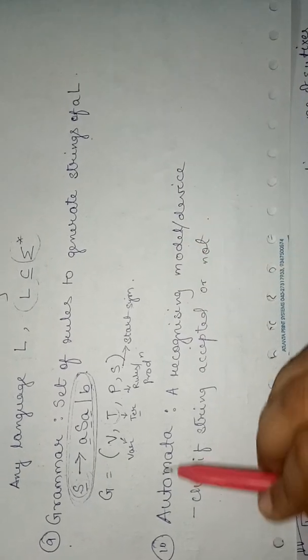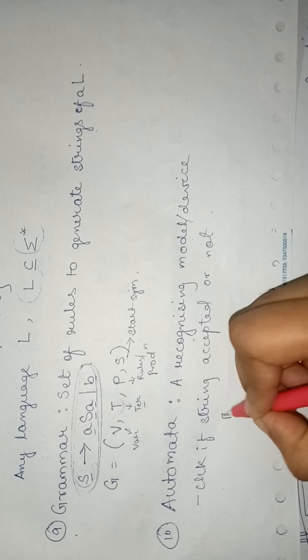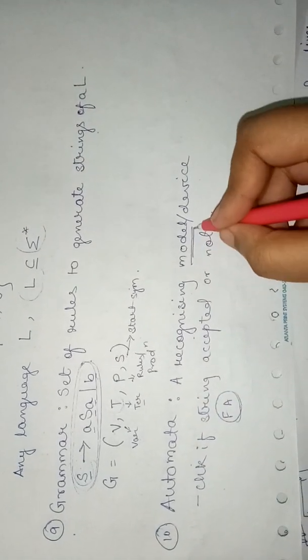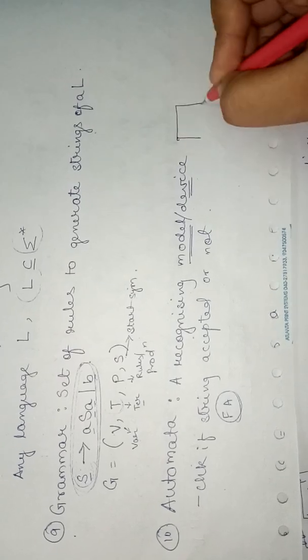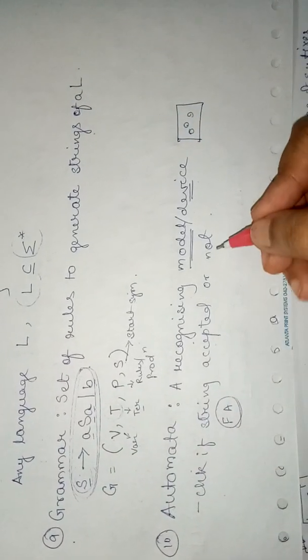Then automata, a recognizing model or device. We will study finite automata and others ahead. These are the models or devices, means diagrams, using which we will see whether a string is accepted or not.